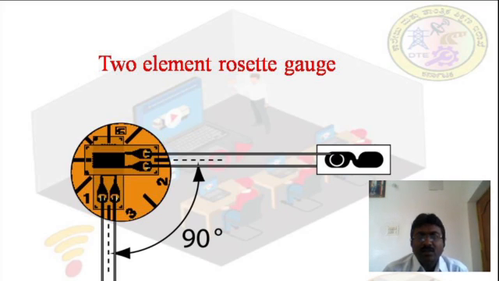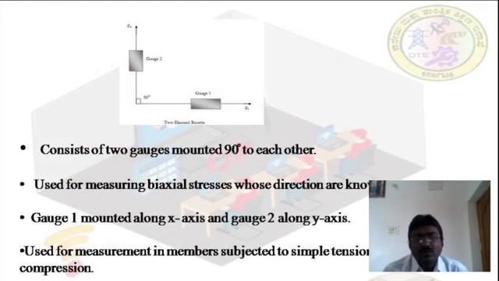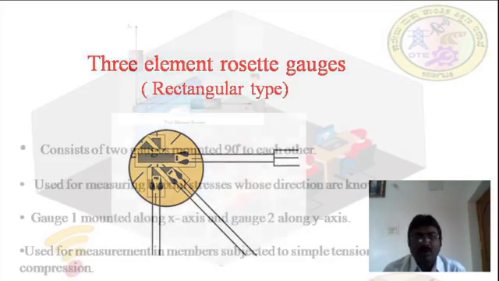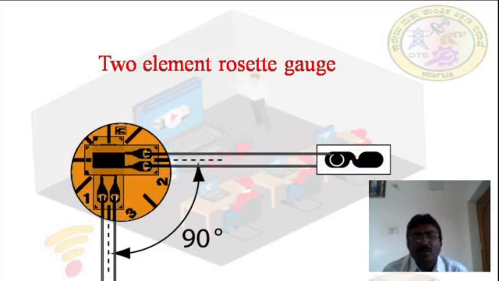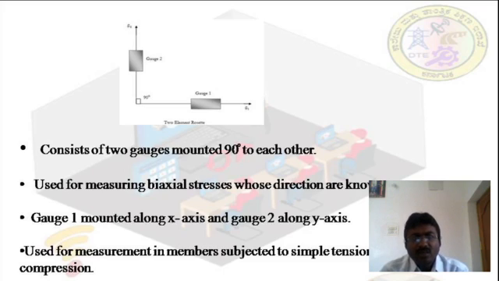Now let us see the two element rosette gauge. So this is a two element rosette gauge. As the name itself suggests, the two element rosette gauge consists of two gauges. This two element rosette gauge is used for measuring the biaxial stresses whose directions are known.